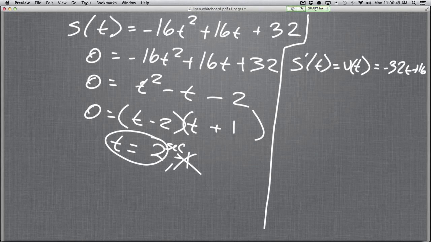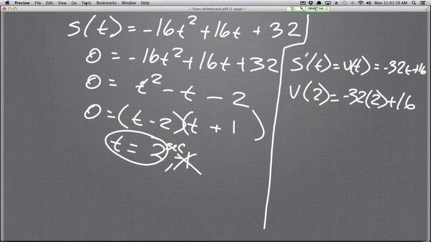So my velocity function is negative 32t plus 16. Now what is it they want me to find? Velocity at impact, which is at 2 seconds. So what do I do to find velocity at impact? Plug 2 in. Negative 32 times 2 plus 16, negative 64 plus 16, and that gives me negative 48.